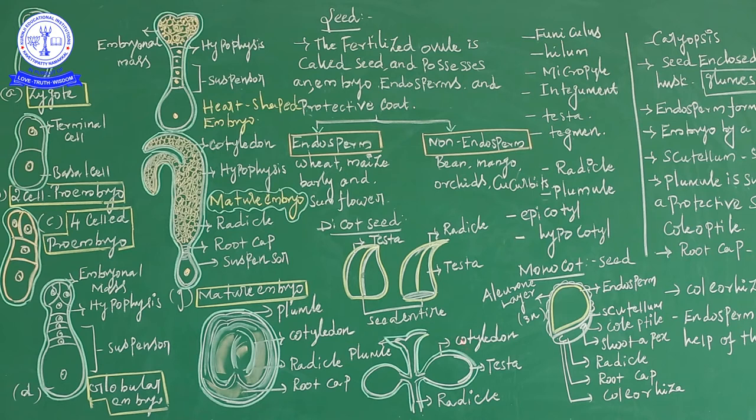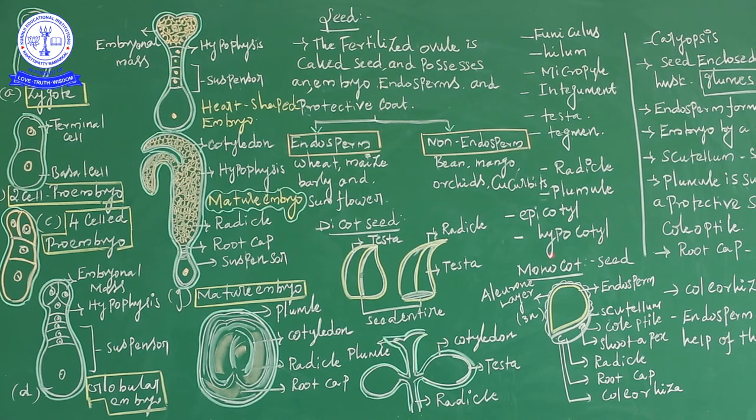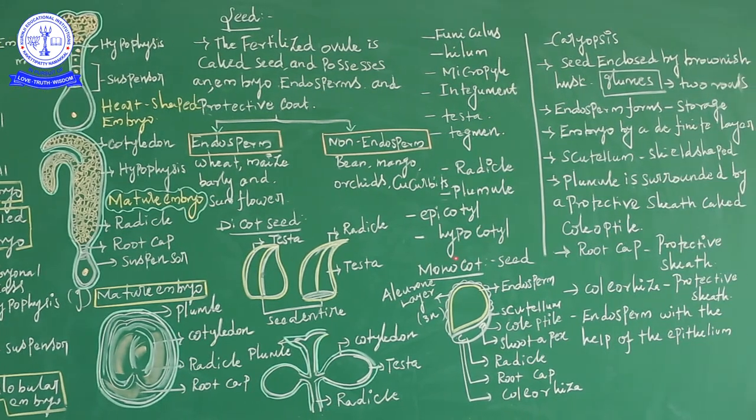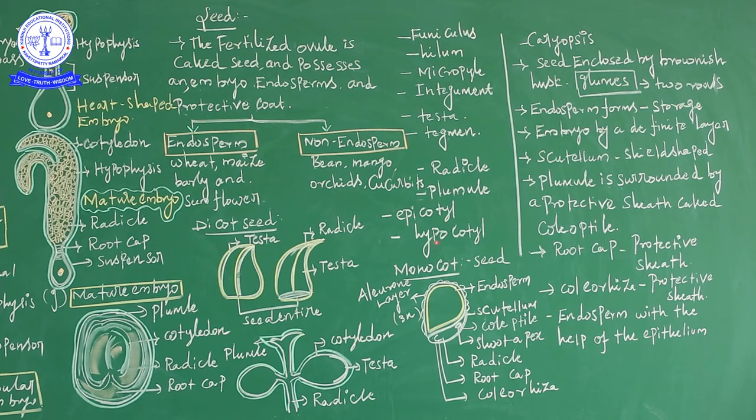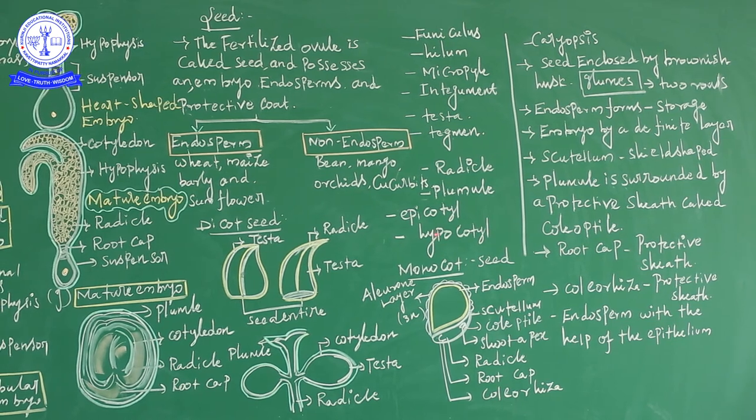In the pea plant, the tegmen and testa are fused. This is important and naturally present in the pea plant. The two cotyledons are laterally attached to the embryonic axis, and they store the food material. In other seeds, like castor, the endosperm contains the reserve food material.